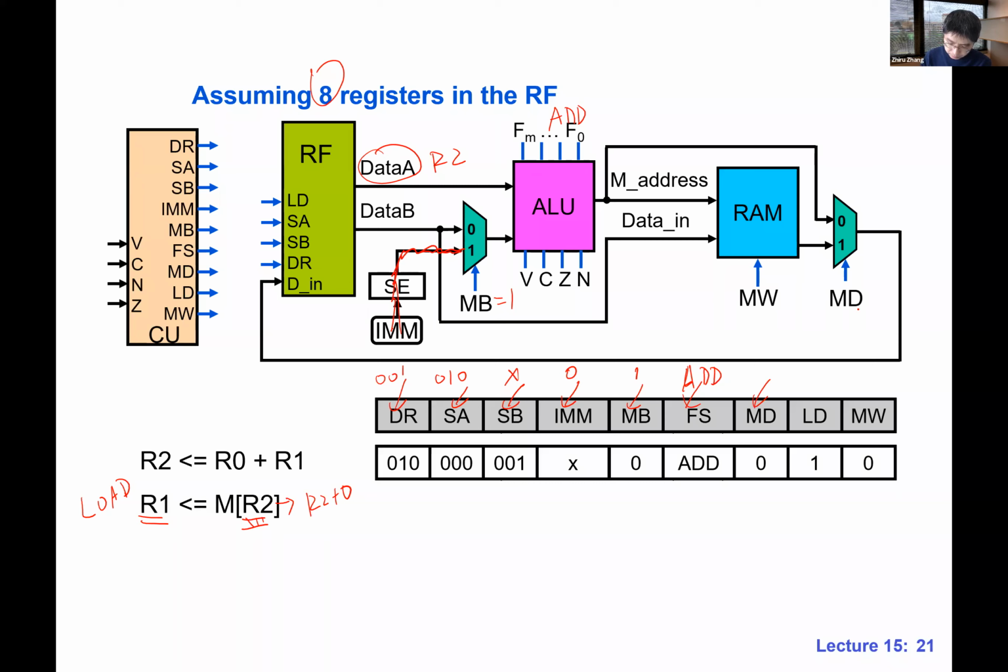MD. This is a load, so we do need to take this pass to write to the register file. So this is a 1. LD, also 1. MW, 0. Okay, we are not writing. Very good. Okay. All right.